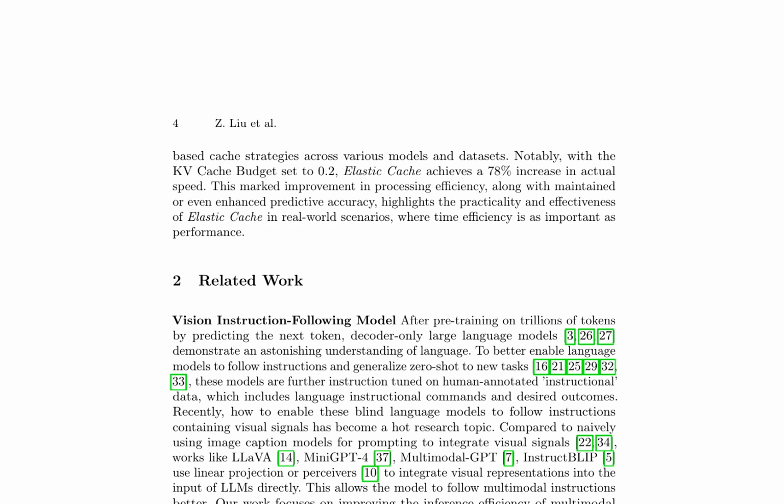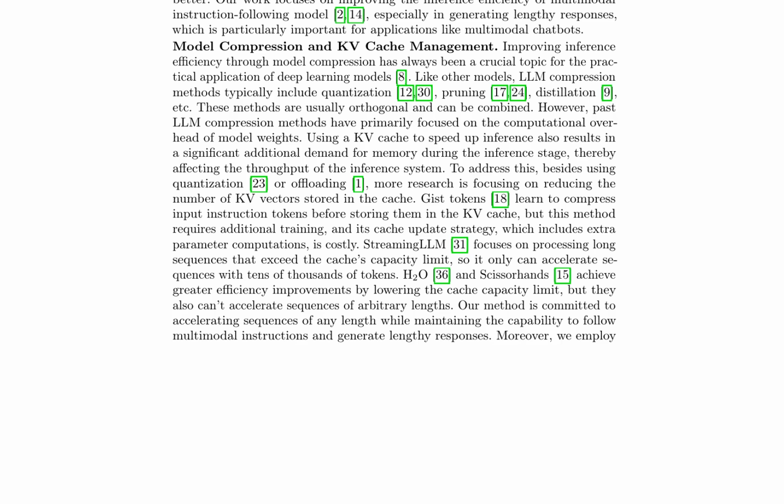Recent language models, such as LLaVA, Mini-GPT-4, Multimodal-GPT, and InstructBLIP, have been designed to follow instructions containing visual signals by integrating visual representations into the input of large language models using linear projection or perceivers. In addition to enabling multimodal instruction following, model compression and KV cache management are essential for practical applications, with techniques like quantization, pruning, distillation, and offloading being explored.